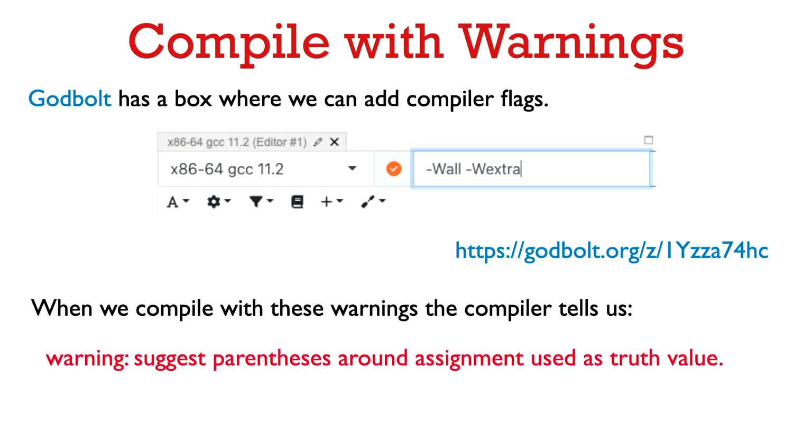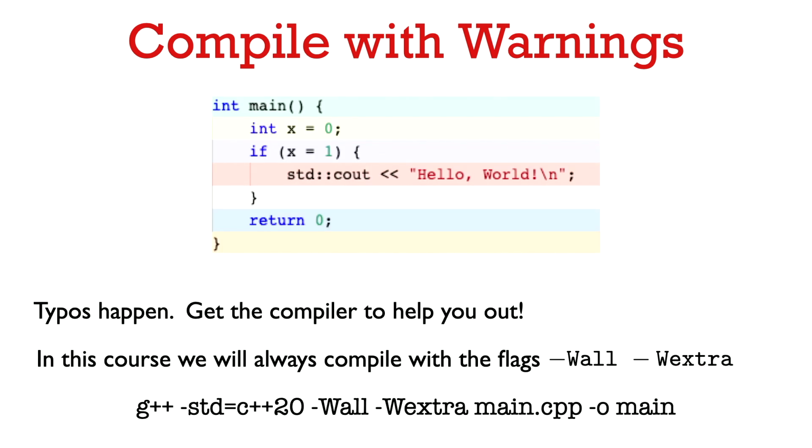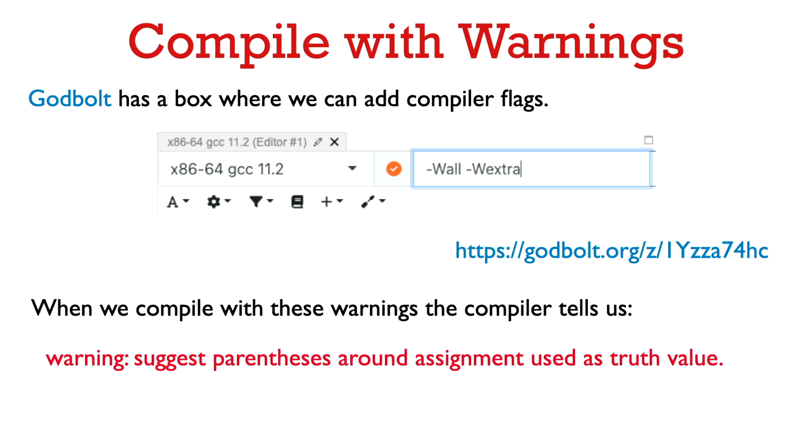On Godbolt, there's a little box where we can add the compiler flags. When we compile this code snippet on Godbolt with these flags, the code still compiles and we can still run it, but we get a warning. The warning says, suggest parentheses around assignment used as truth value. It's not accusing us of making a typo. It's not saying, hey, I think you made a mistake there. It's just noting that we're using assignment as a truth value and suggesting that if we really want to do that, we can make it more explicit by putting parentheses around it.